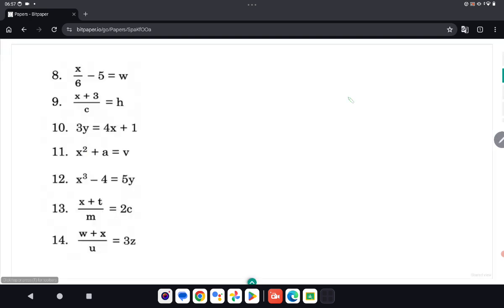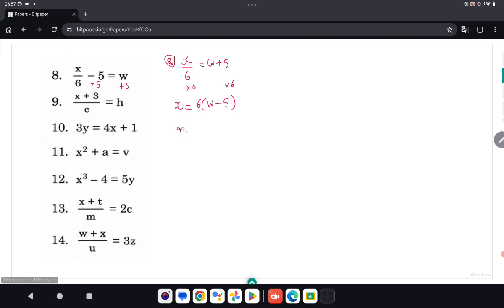Okay, here are the next 7 questions. Question 8, we're going to add 5 to both sides first. So x over 6 is equal to w plus 5. Now we're going to multiply both sides by 6. Gives us x is equal to 6 bracket w plus 5.